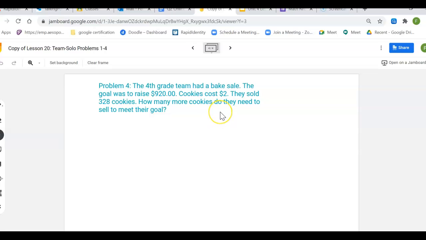The fourth one: the 4th grade team had a bake sale. The goal was to raise $920. Cookies cost $2. They sold 328 cookies. How many more cookies do they need to sell to meet their goal?